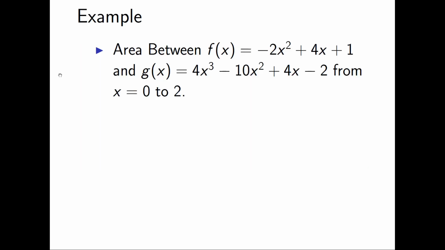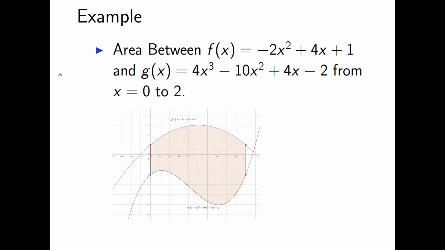Okay, so we're going to find the area between minus 2x squared plus 4x plus 1 and 4x cubed minus 10x squared plus 4x minus 2. And we're going to do that from x equals 0 to 2. Now, in all of these cases, it seems like a good idea to take a little look at a picture. In particular, it'll help us find which one is the higher function and which one's the lower function, but it might also help us see anything interesting that's happening.